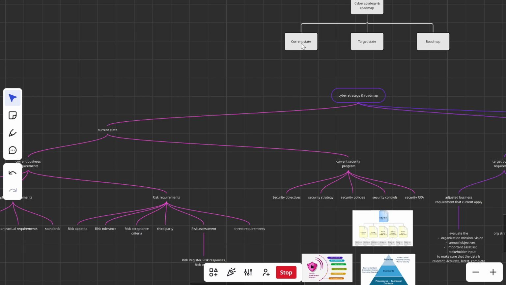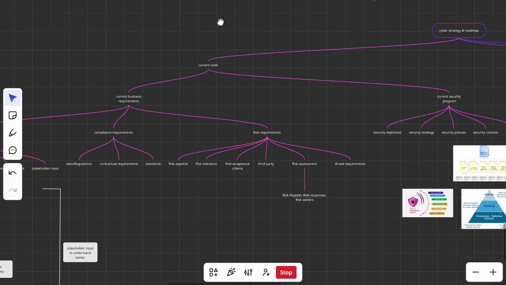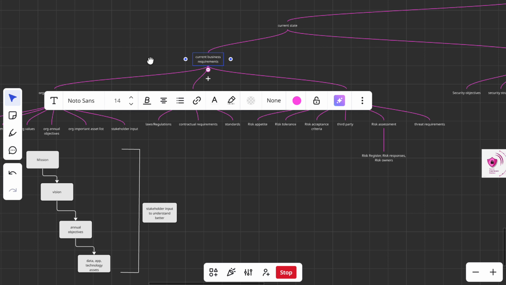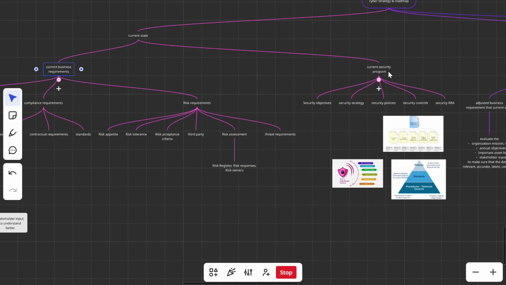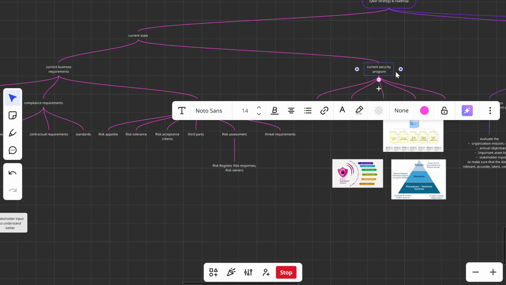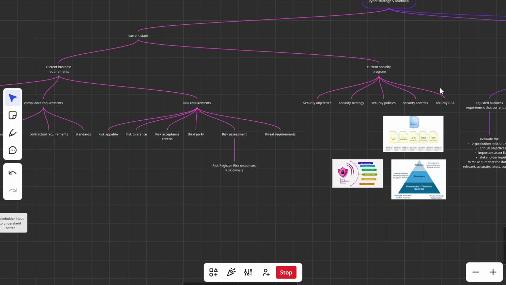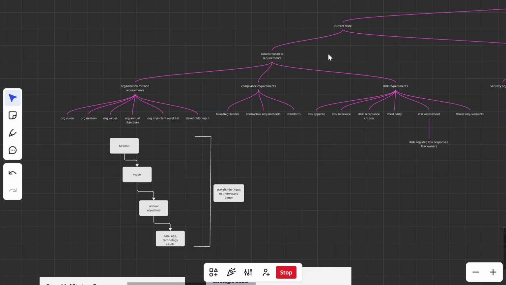So I've already divided it into three parts, which is the current, target, and the roadmap. But let's dive deeper. You have the current business requirements. Remember that security exists for business requirements. So I have divided it accordingly: current business requirements and security program. What is a security program? Everything in security, like controls, people, processes, technology, security objectives, policies, strategies, everything in security controls designed for business requirements. So this is the security program.